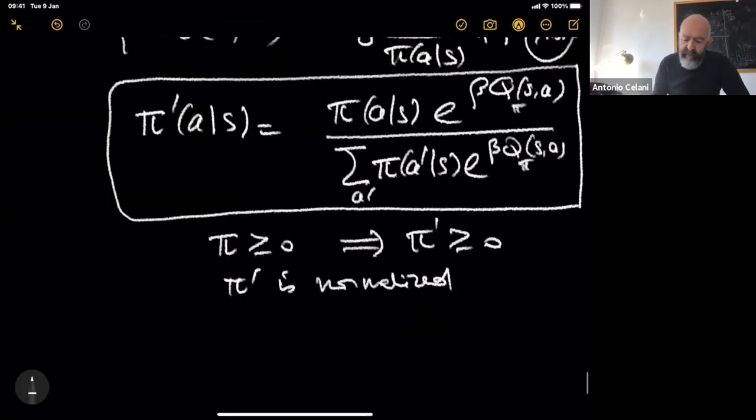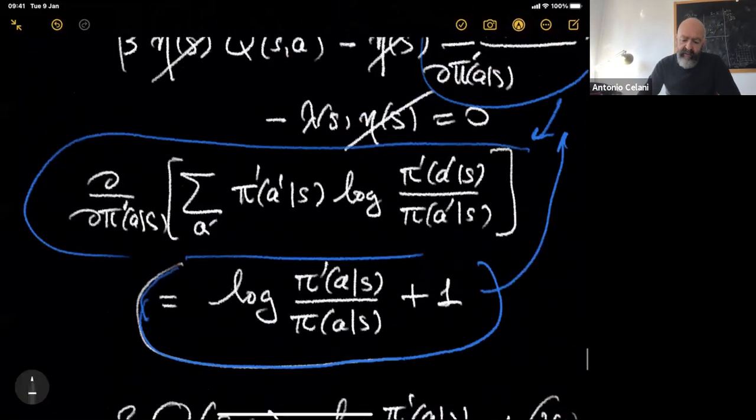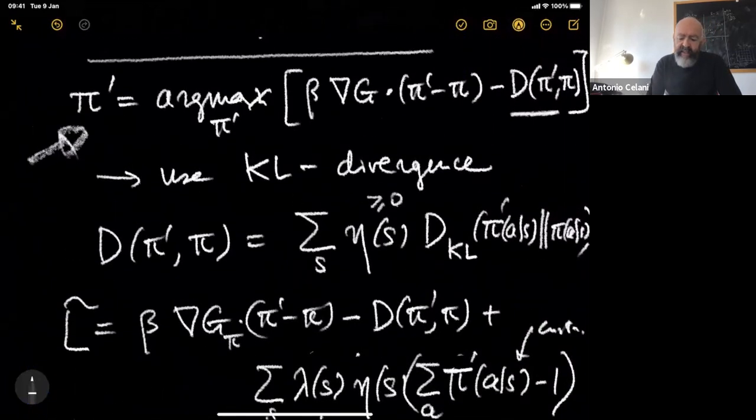So let's have a look at what is happening in the extreme cases. Clearly, if beta equals 0, then pi prime is going to be equal to pi. That was to be expected, because what does beta mean? If you have a look at the optimization problem here, when beta is 0, it means that you pay a cost for moving away from the point without getting any compensation for that, because beta is 0.